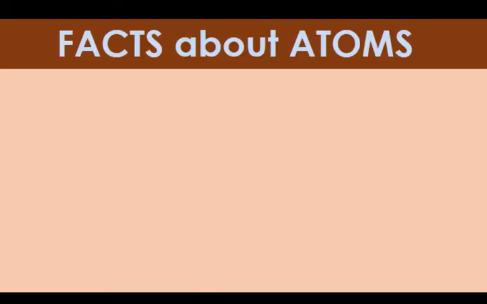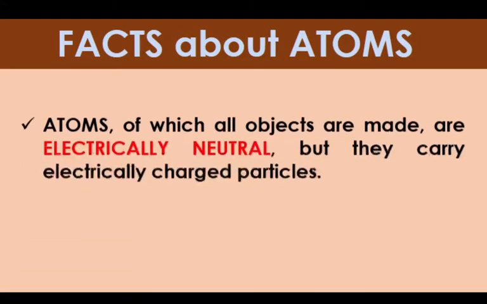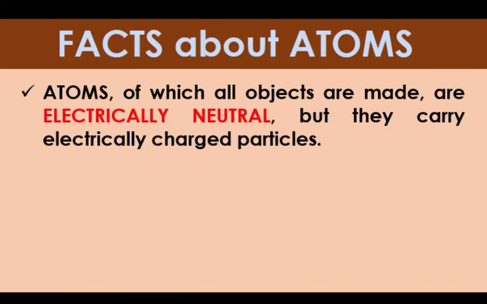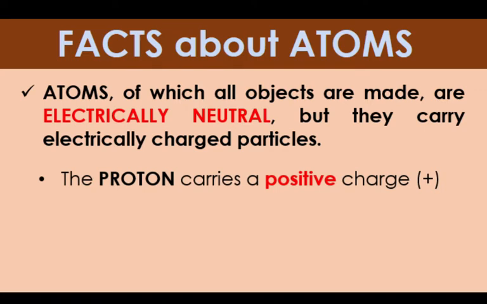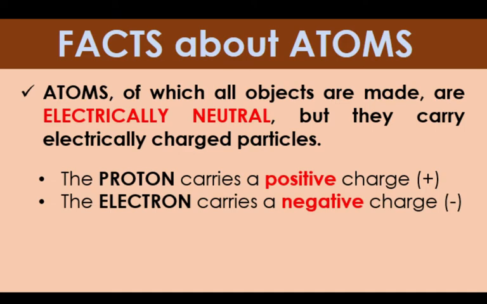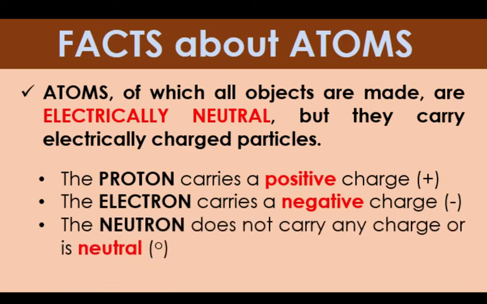Here are some facts about atoms. Atoms, of which all objects are made, are electrically neutral, but they carry electrically charged particles. The proton carries a positive charge. The electron carries a negative charge. The neutron, on the other hand, does not carry any charge or is neutral.